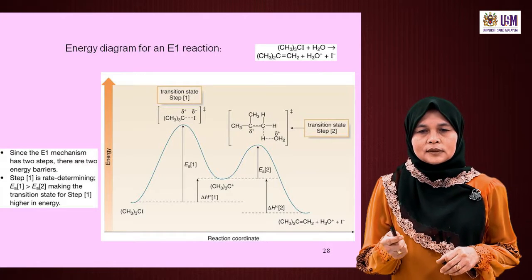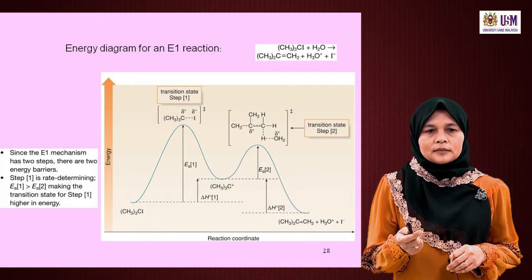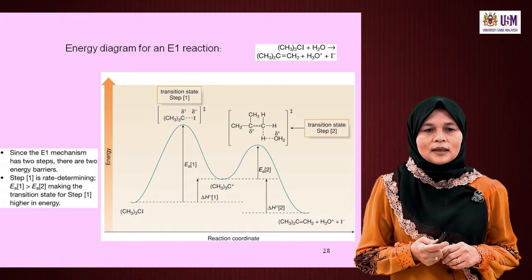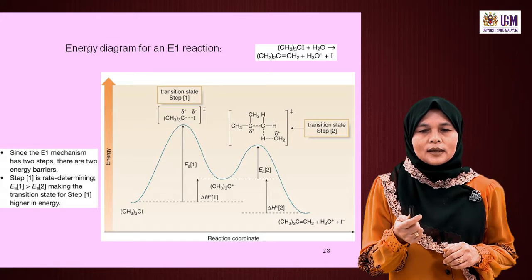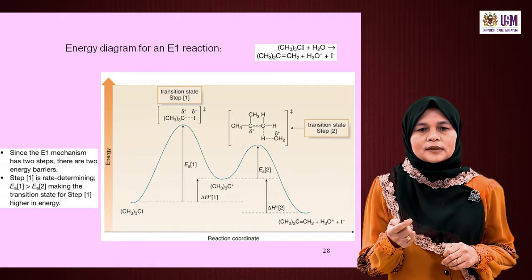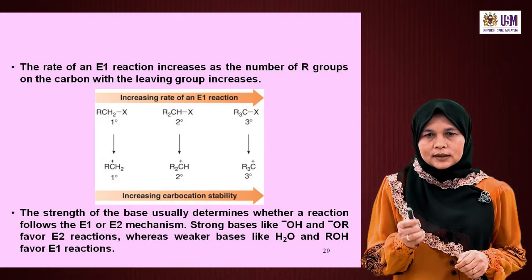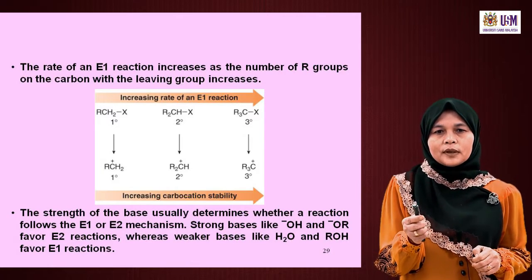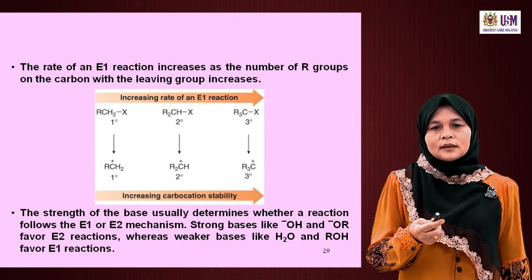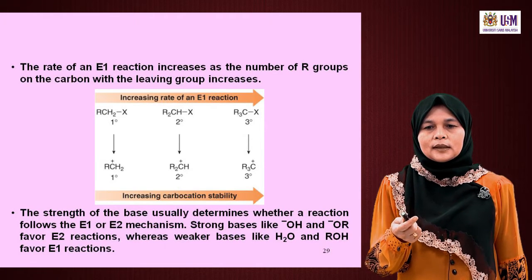The diagram here shows the energy diagram for an E1 reaction. Since the E1 mechanism has two steps, there are two energy barriers. Step 1 is the rate determining step, where the activation energy is higher than the activation energy for the second step, making the transition state for step 1 higher in energy. The rate of the E1 reaction increases as the number of R groups on the carbon with the leaving group increases. So the increase in carbocation stability from left to right will increase the E1 reaction rate.